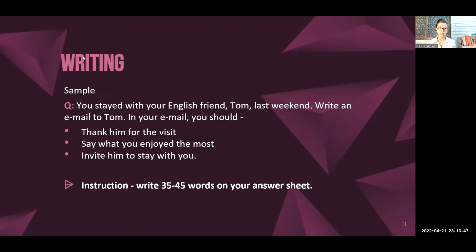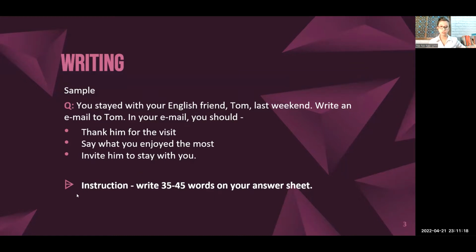Here is the writing sample, and the question says, you stayed with your English friend Tom last weekend. Write an email to Tom. In your email, you should thank him for the visit, say what you enjoyed the most, and invite him to stay with you. So this is what the question is asking you to include in your answer. These are very specific topics and very specific subjects you have to include in your answer.